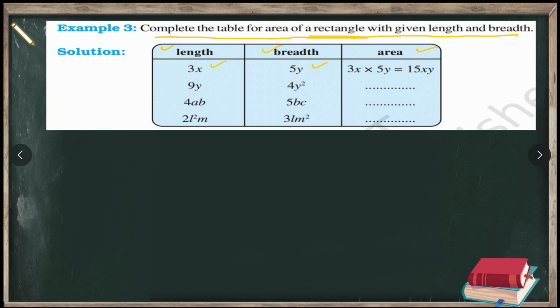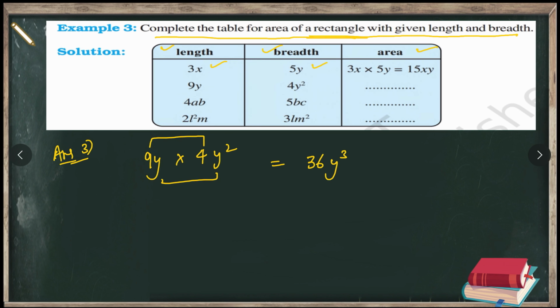So here we have the answer for example number 3. The first is already filled, so the second one is 9y into 4y square. As I told you, you multiply the number by the number, that is 9 into 4 gives us 36, and y into y square gives us y cube. So you will write 36y cube. Next is the third one.